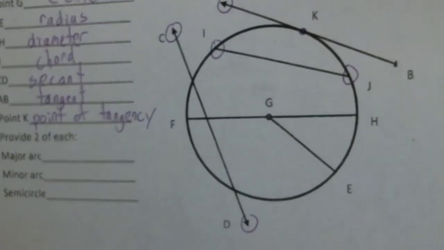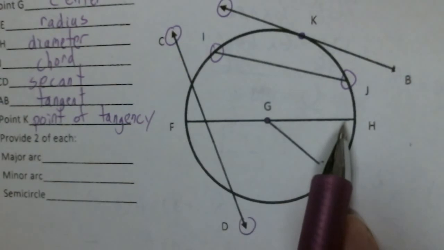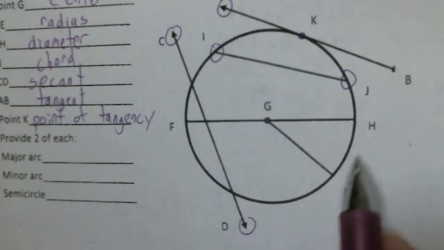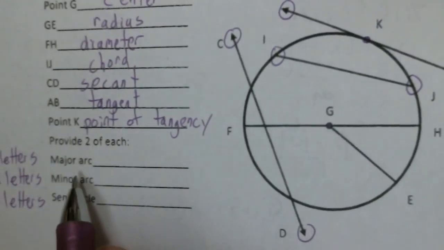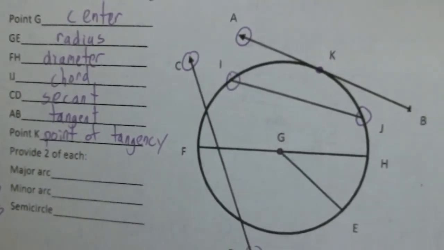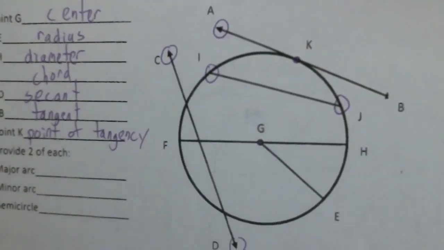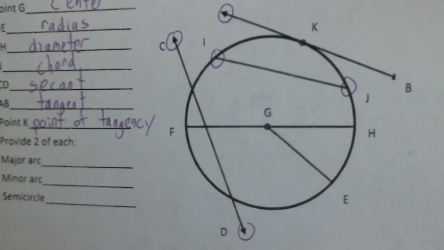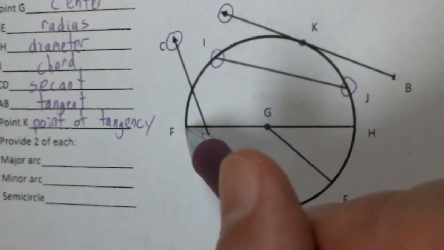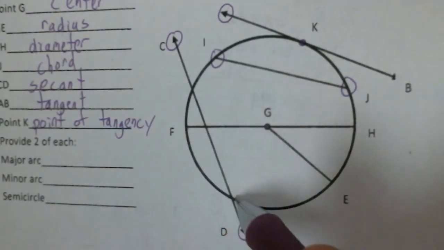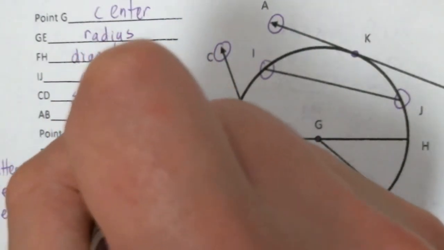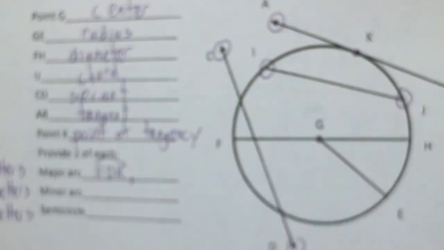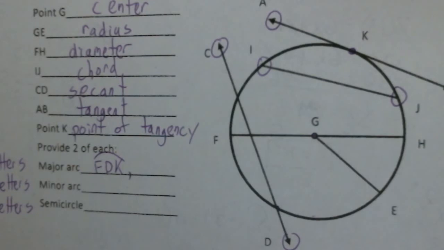And that does matter. If you just say semicircle FH, I don't know which one you're talking about. I don't know if you're talking about the top one or the bottom one, and that might matter depending on the problem. All right, so give me 2 major arcs. I need 3 letters. Something that's larger than 180 degrees. Well, let's see. What about FDK? F to D all the way around to K. That works. And guys, there are going to be a lot of these, so I'm just going to list a couple. Obviously, there is more than one correct answer.